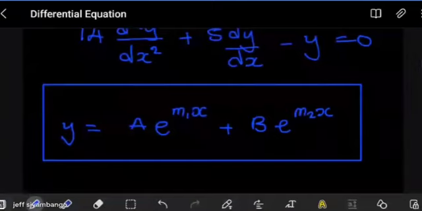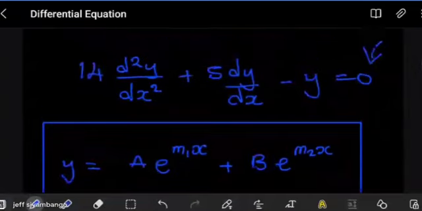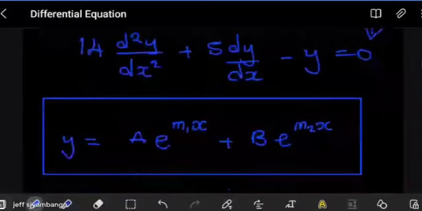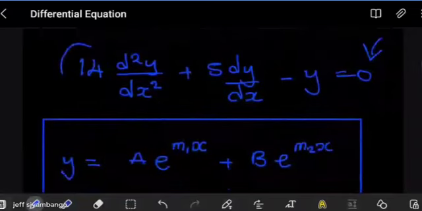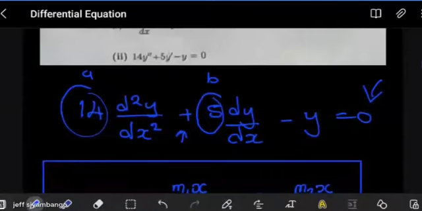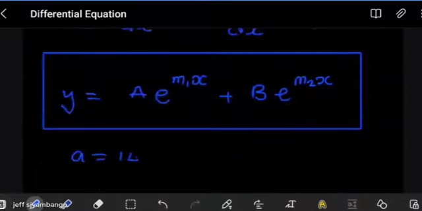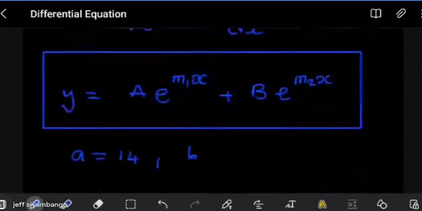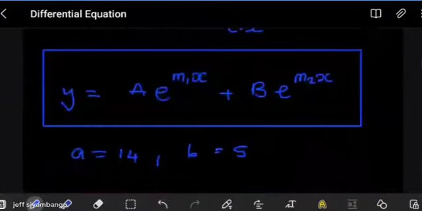Okay, so this is our expression. In this case, A is the coefficient of the second derivative. B is the coefficient of the first derivative; if this were negative, you'd have to take that negative as well. And C is the coefficient of that y there, and in this case, don't forget, it goes with that negative. So we have A is 14, B is 5, and C is -1.